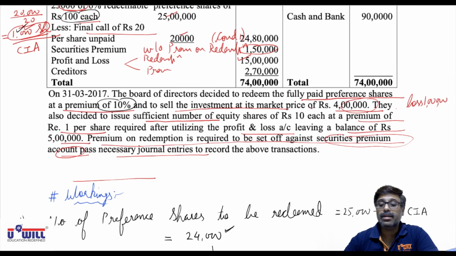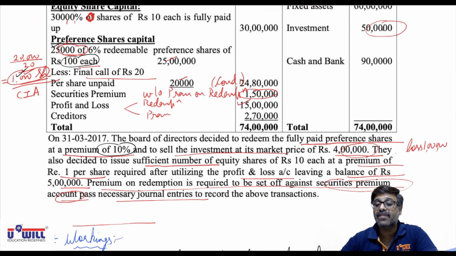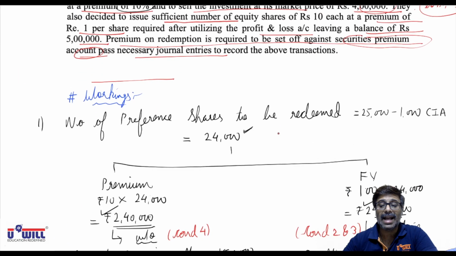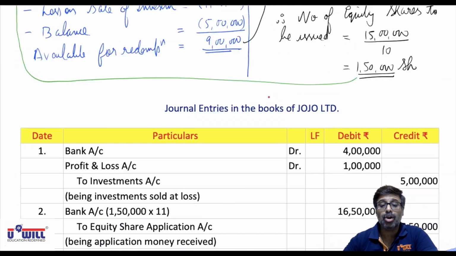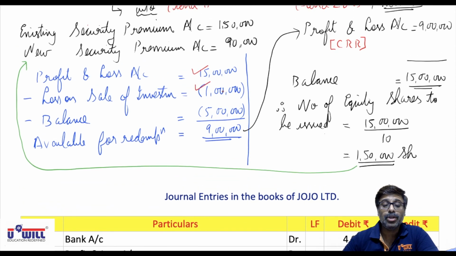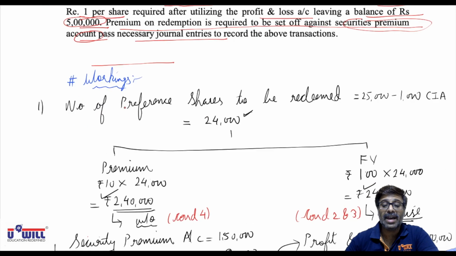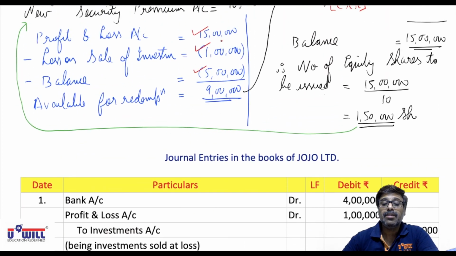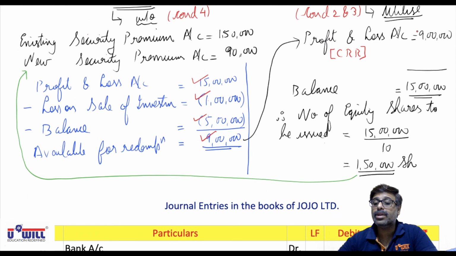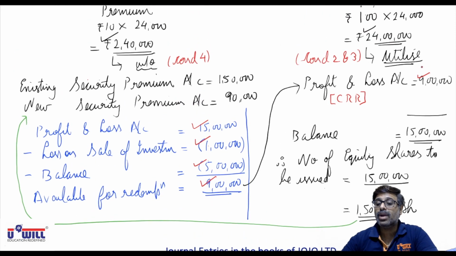As per the paragraph, 5 lakhs of investment sold for 4 lakhs means there is a loss of 1 lakh. So here the loss of 1 lakh, you'll subtract. And as per the paragraph, we have to leave a P&L account balance of 5 lakhs. So that also you'll minus. 15 lakhs minus 1 lakh minus 5 lakhs. 9 lakh of P&L account can be utilized. Now 24 lakhs minus 9 lakhs, 15 lakhs we have to manage through proceeds of fresh issue of equity shares.